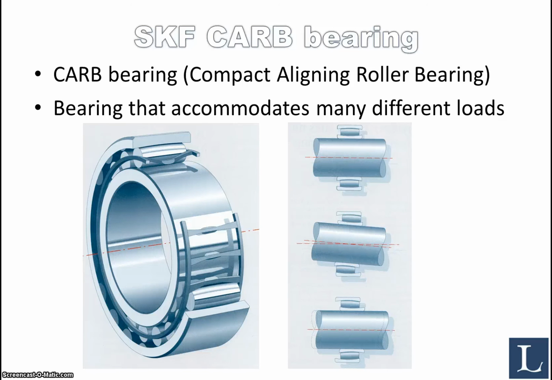Finally, we have the SKF CARB bearing, and CARB is an abbreviation for Compact Aligning Roller Bearing. This is a bearing that can accommodate many different loads, and it also accommodates for misalignment, like you see here, and it can also accommodate for an axial displacement, and it can carry a regular radial load as well. So it's a very versatile bearing that can be used when you have a loading situation that requires the ability of the bearing to compensate for this in some way.